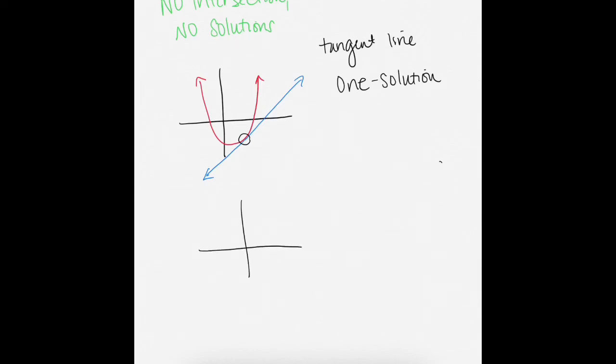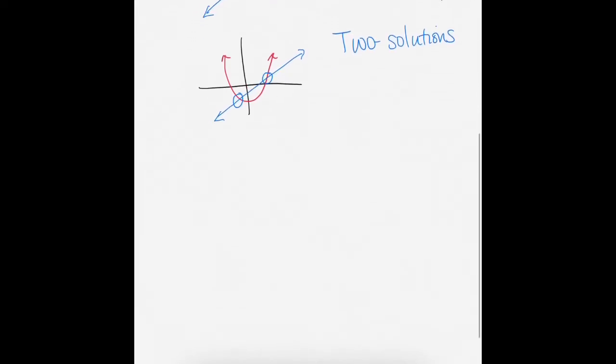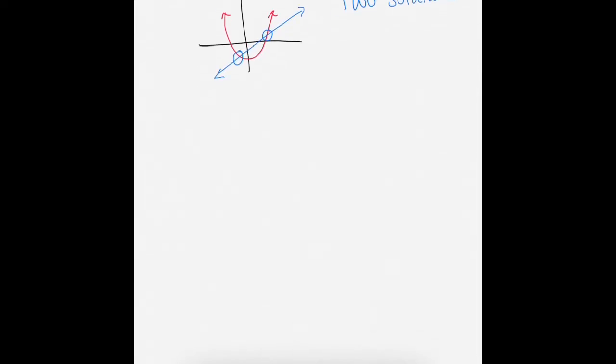And then you can imagine, let's do the very same graphs. We'll do that same parabola that opens up. And we'll use the same linear equation, except it's going to go through it like so, making it more of a secant line. And notice that I have two intersections. It crosses twice. So we can actually have two solutions when we are working with nonlinear systems of equations.